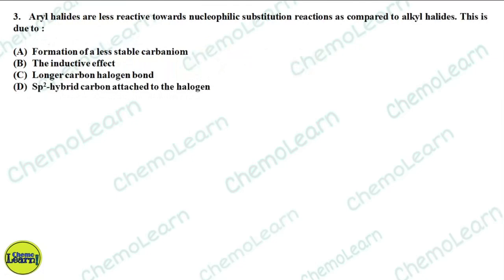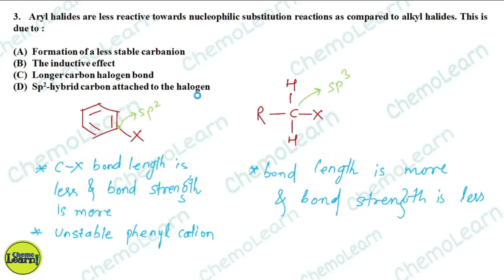Okay. Next one is, aryl halides are less reactive towards nucleophilic substitution reactions as compared to alkyl halides. This is due to, first option is formation of less stable carbocation, second is the inductive effect, third is longer carbon halogen bond, and the fourth one is sp2 hybrid carbon attached to the halogen. So, if you write the structure of any aryl halide and any alkyl halide, you can clearly see that in case of aryl halide, we have one sp2 hybridized carbon atom. Whereas, in case of alkyl halide, we have one sp3 hybridized carbon atom.